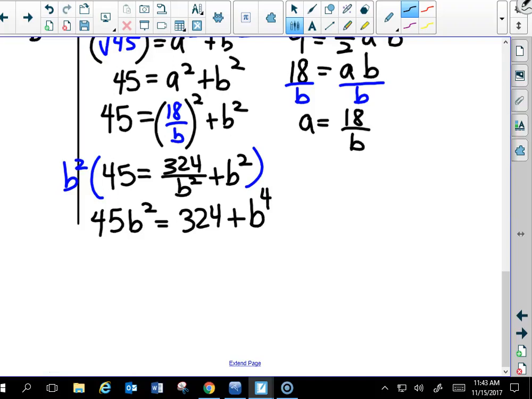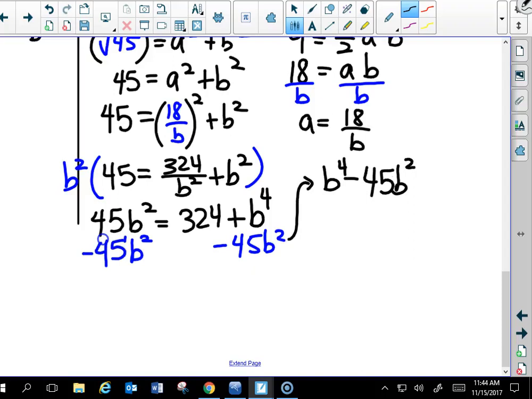All right, again, I want to treat this as a quadratic, so I want to get a 0 on one side. Easiest way to do that is to subtract 45b squared from both sides. All right, that gives me the quadratic b to the fourth minus 45b squared plus 324 equals 0. Now, I don't feel like factoring that, so I'm going to put that in Desmos.